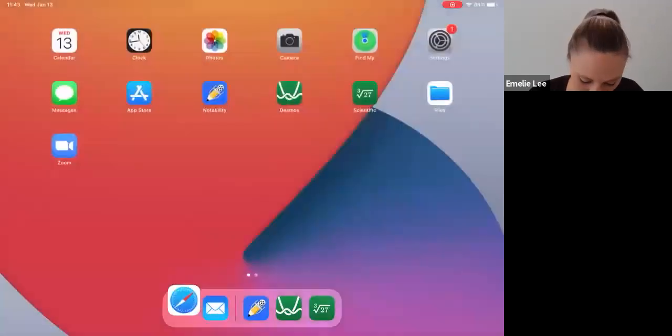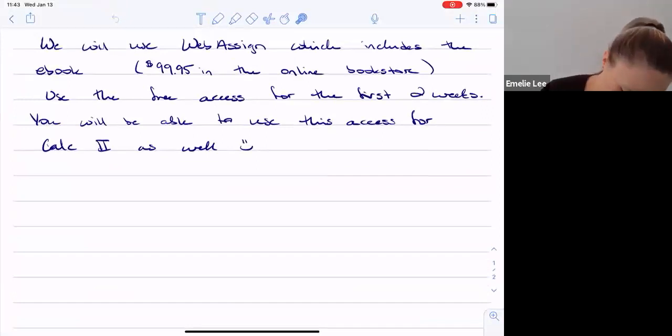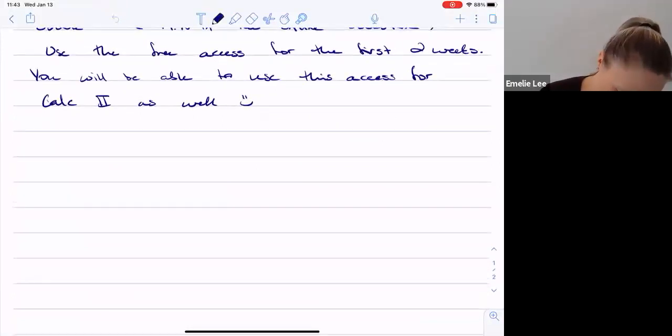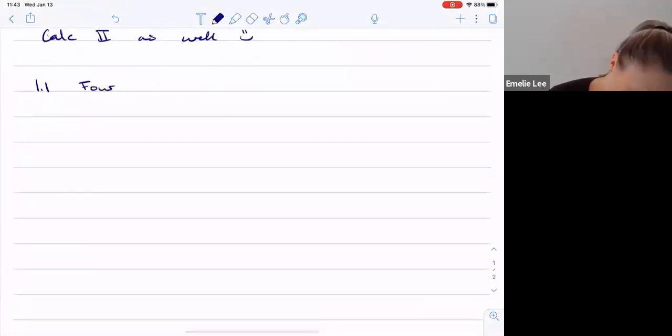So let's go back into the notes. Section 1.1 is called 4 ways to represent a function.